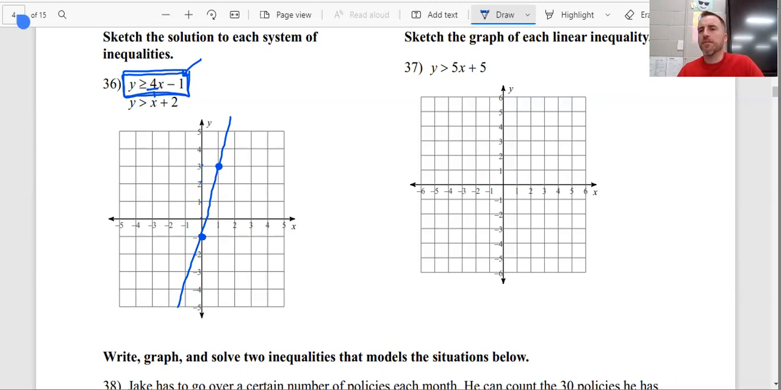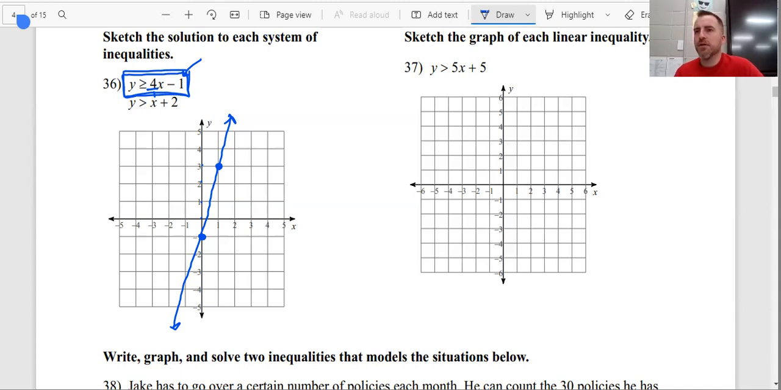The line is the solution if it's an equality. If it said y equals 4x minus 1, those are all the places where the y value is 4x minus 1. But that's only a tiny part of the solution here. We want all the times the y values are greater than 4x minus 1.